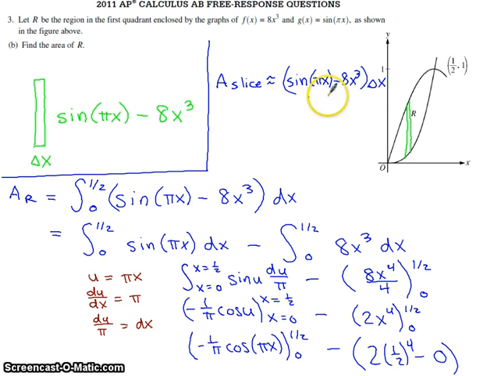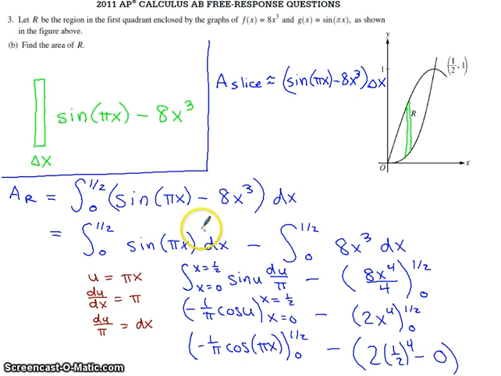So the area of one slice, if we approximate it to be a rectangle, can be found by taking this times delta x. If we want to add together an infinite number of those slices' areas, the definite integral will do all the work for us. So we integrate this expression from 0 to 1/2, because all vertical slices that we could have taken within this region are going to range between 0 and 1/2 with their x values.